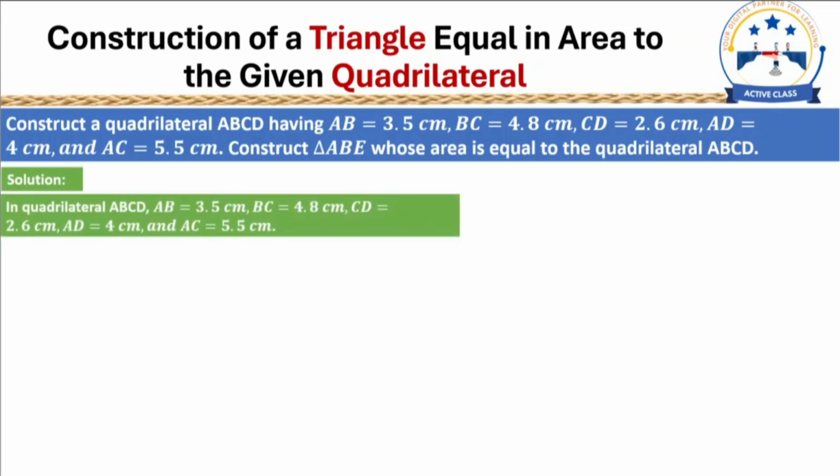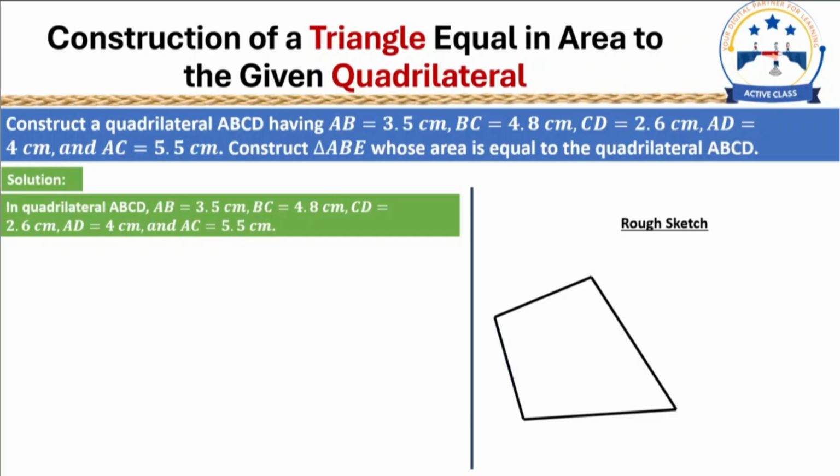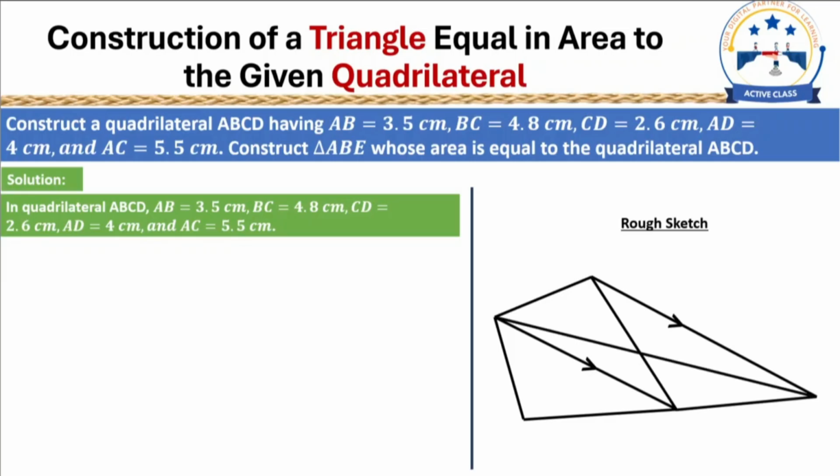First we write the given information about the quadrilateral. Then as usual we make the map of our house, that means the rough sketch of the construction. Okay. As usual I'll make the quadrilateral first. This is the quadrilateral. Then I have to make the diagonal and a line parallel to the diagonal, then produce the baseline, finally join the opposite corner.